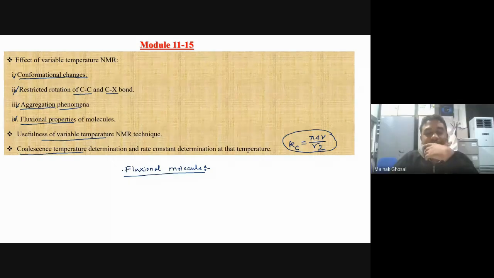Anybody else? What is a fluxional molecule? If you have seen the lecture, you have seen this Bullvalene, which is a fluxional molecule, and from there you can easily tell what a fluxional molecule is. Anybody else?